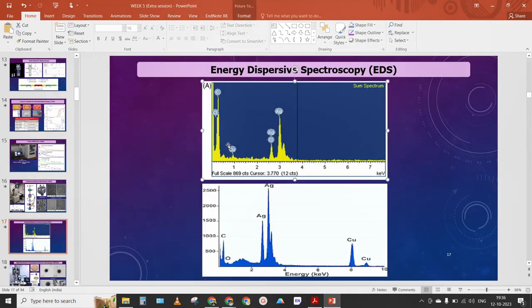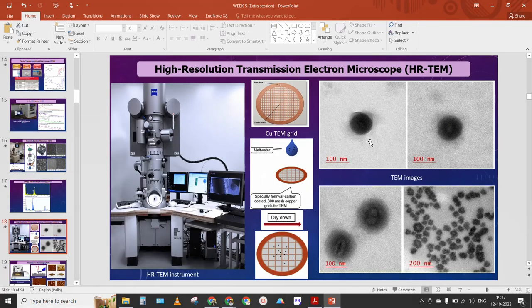So these are the peaks of carbon, chlorine, and silver. That means that silver is present in that particular nanoparticle. Likewise, carbon, oxygen, silver, copper are present in this particular sample. So the elemental analysis is done with this instrument, energy dispersive spectroscopy. And the next most important characterization is TEM, high resolution transmission electron microscopy.